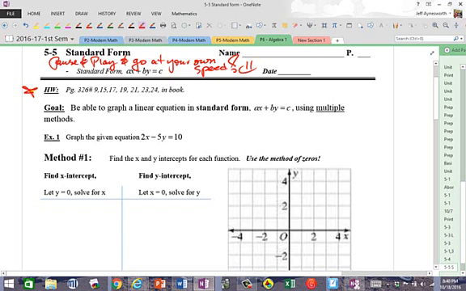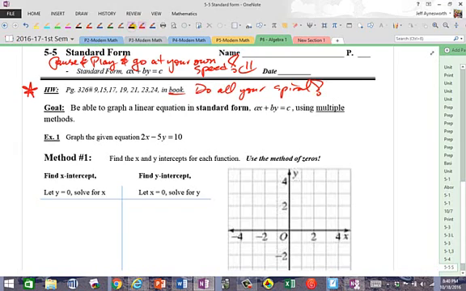First of all, there's an assignment at top, and that's obviously in your book here, and you do it in your spiral. Do all your work in your spiral. So do that after the lesson. Okay, so what do we need to do here?